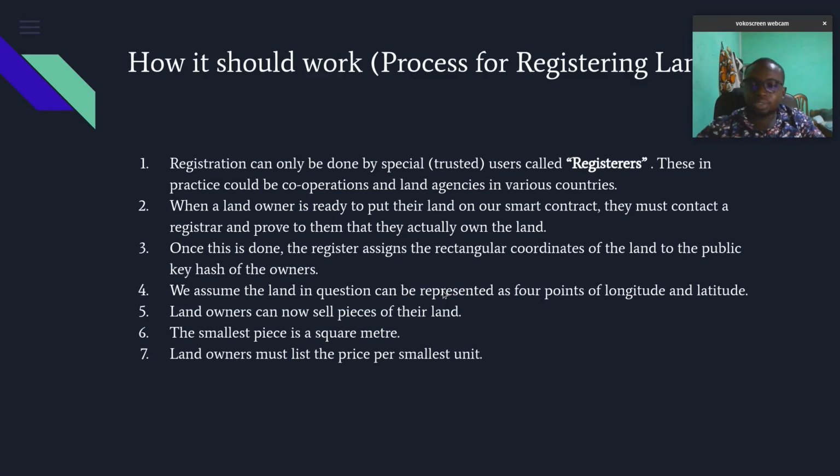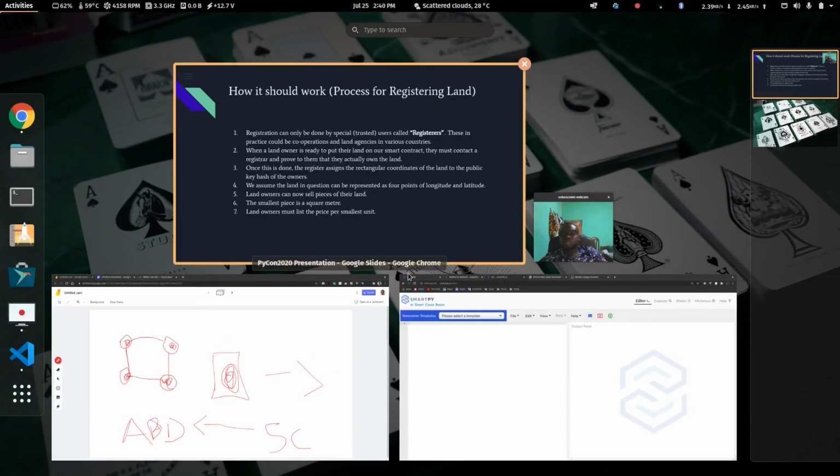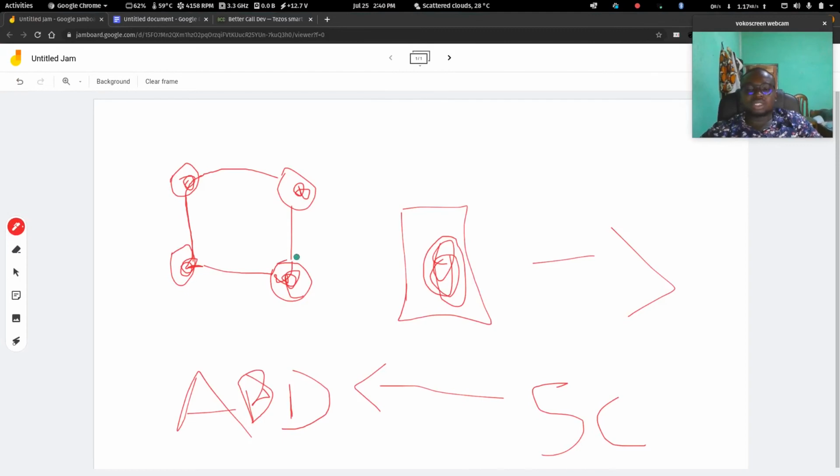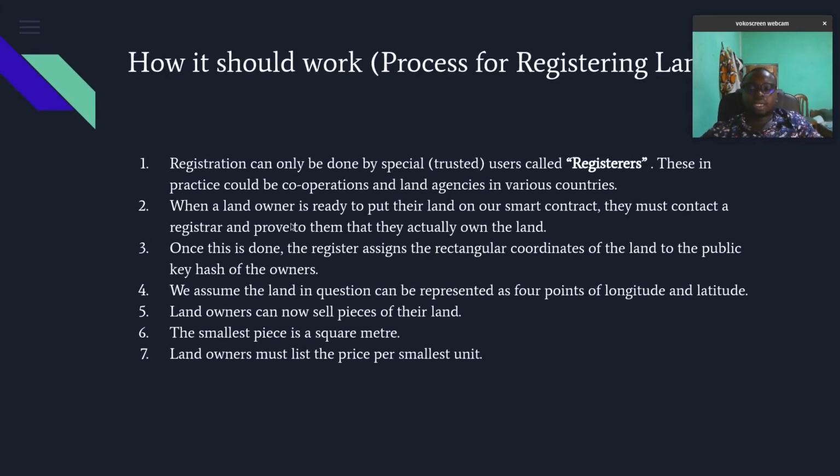So let's go deep into what we're saying. On this application, we are going to have special users called the registrars. The registrars are those users that we have authorized to add land onto the smart contract. If you want to add your land onto our smart contract, you go to the registrars, the registrars verify your document, and after that they add it to the smart contract for you. In practice these could be corporations and land agencies in various countries.